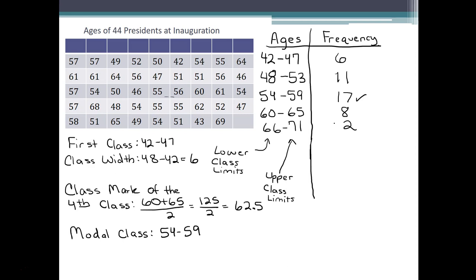Anyhow, any other things we can pull from this? So we talked about class mark, modal class, class limits, class width. Yeah, okay, so there you go. Moving on.